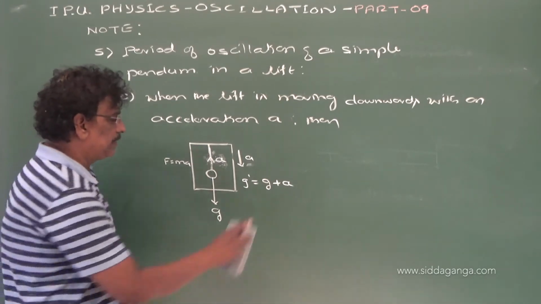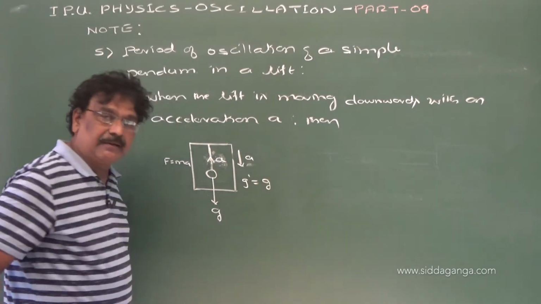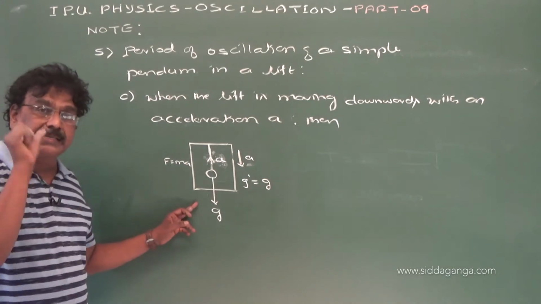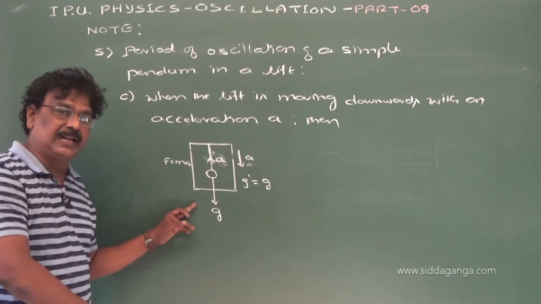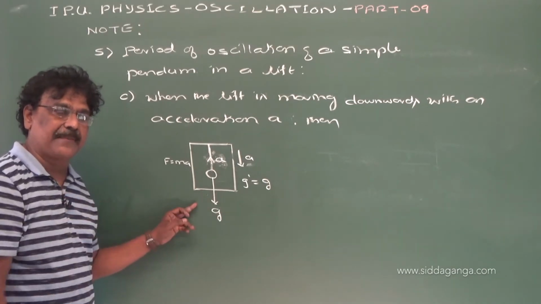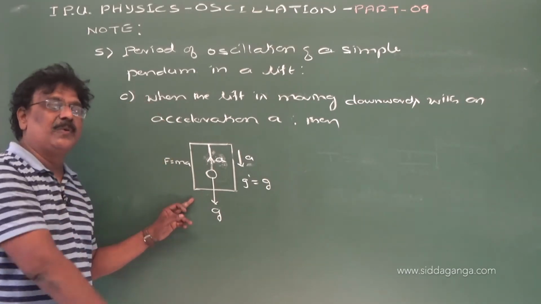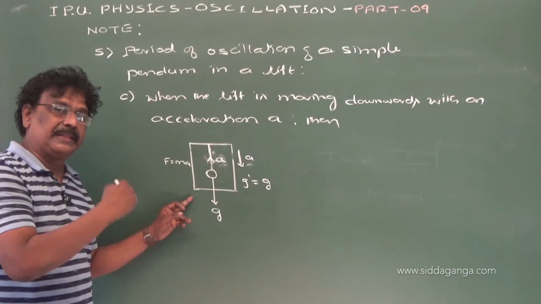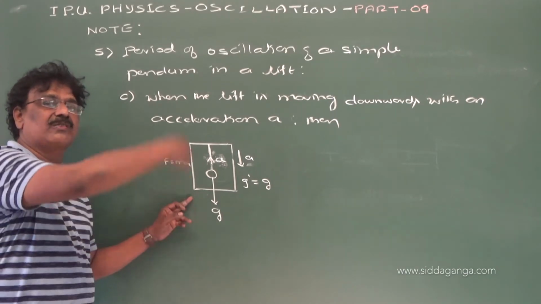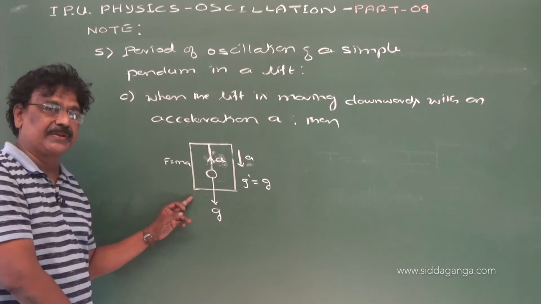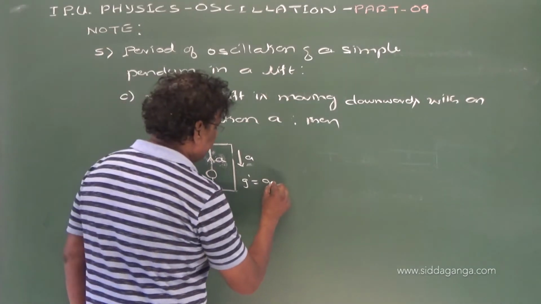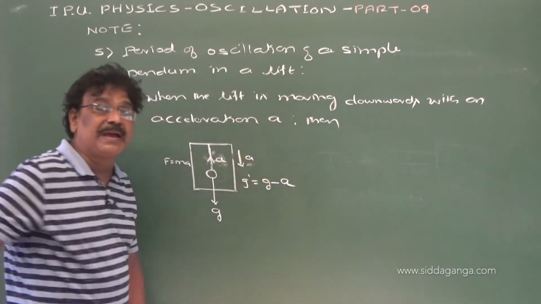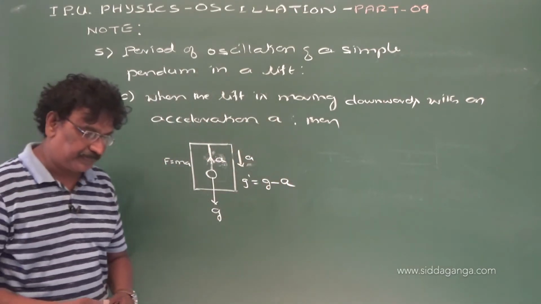Therefore, in this case, the effective acceleration due to gravity changes. When the lift is moving upwards, both g and a are in downward direction, so they get added, g plus a. But when the lift is moving downwards, the pseudo force is acting vertically upward, and g is acting vertically downward. Now g dash is equal to g minus a here.